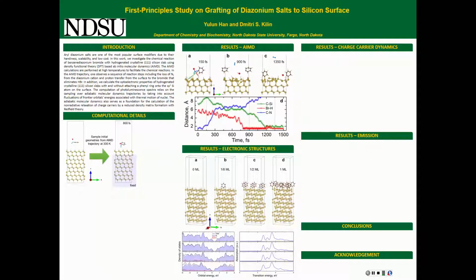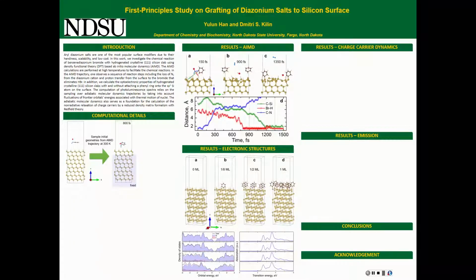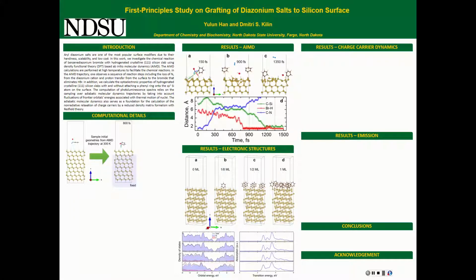The next step is to quantify these changes due to surface modification. So we prepare four atomic models. The first one, the surface is passivated by hydrogen. In this one, only one phenyl ring is attached to the surface. Here, half of the hydrogen is replaced by phenyl rings, and finally, all the surface is functionalized by phenyl rings.